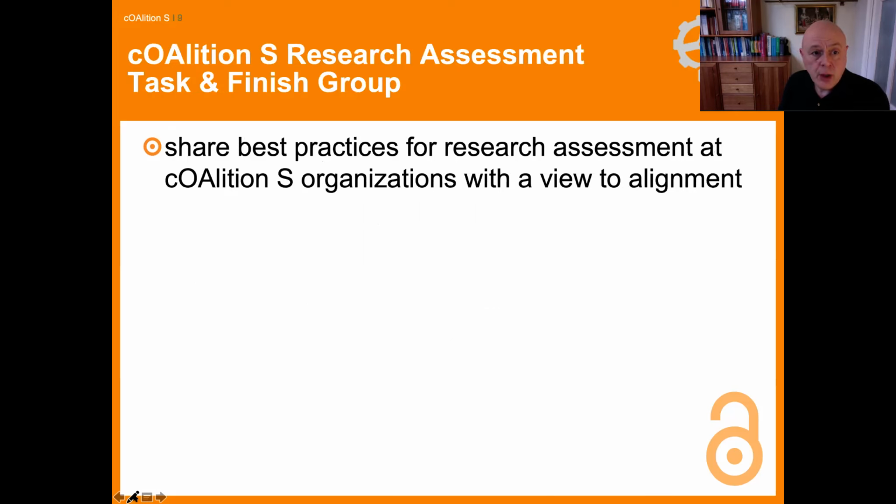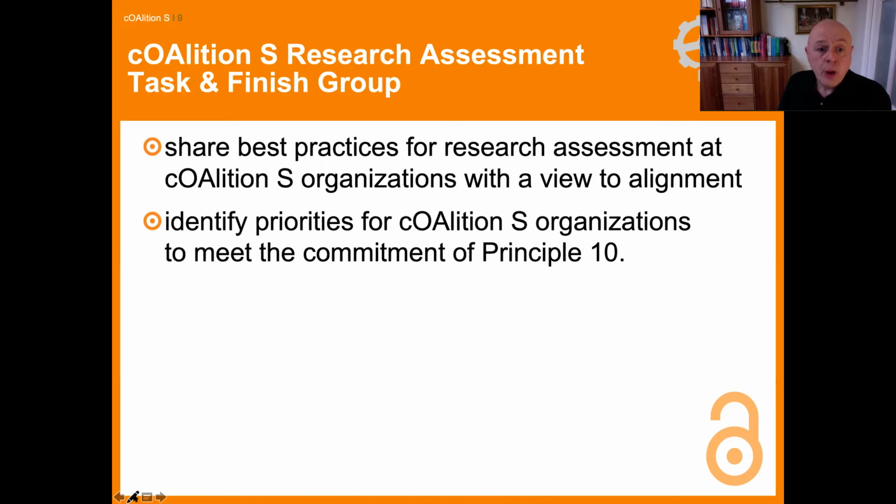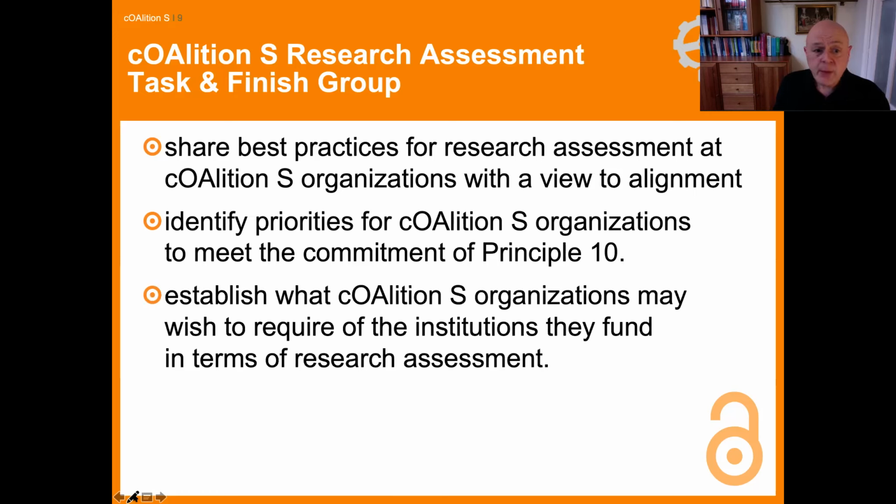That is crucial. Now, what has cOAlition done in this regard? We have put together a research assessment task and finish group, and this group shares best practices among organizations for research assessment with a view to aligning these. It also tries to identify priorities for cOAlition organizations to meet the commitment of Principle 10 for a new reward, incentive and evaluation system. It also establishes what cOAlition organizations may want to require of the institutions that they fund.